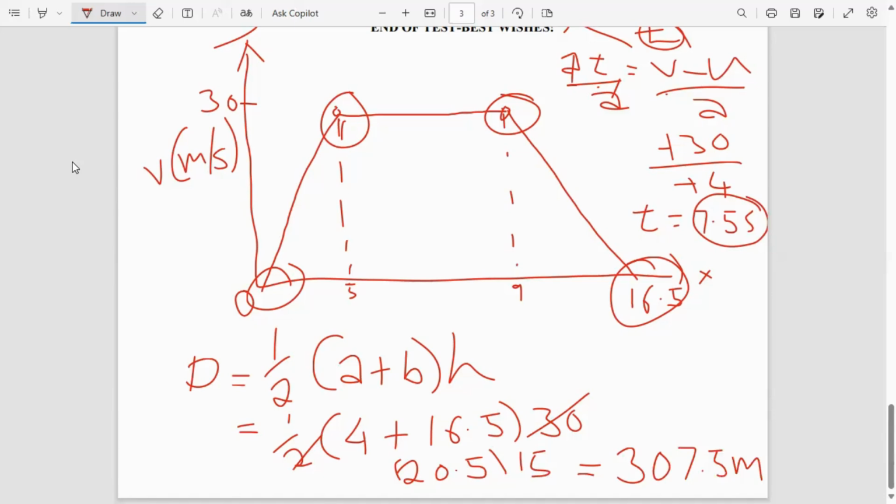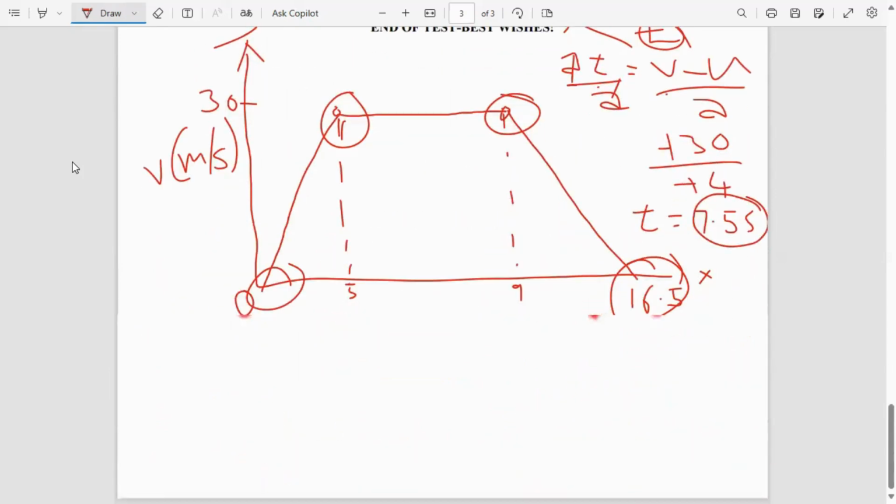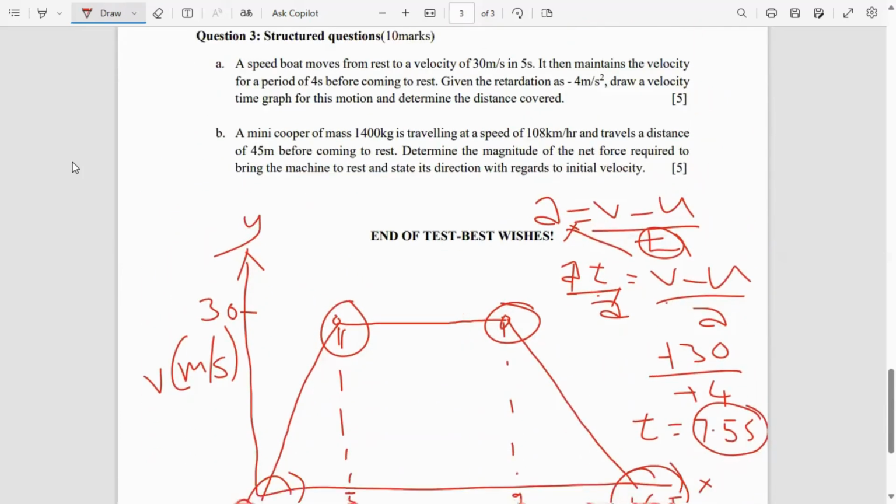So that was all on question 3A. That is the velocity-time graph, and that is the total distance traveled. Let's go to question B.